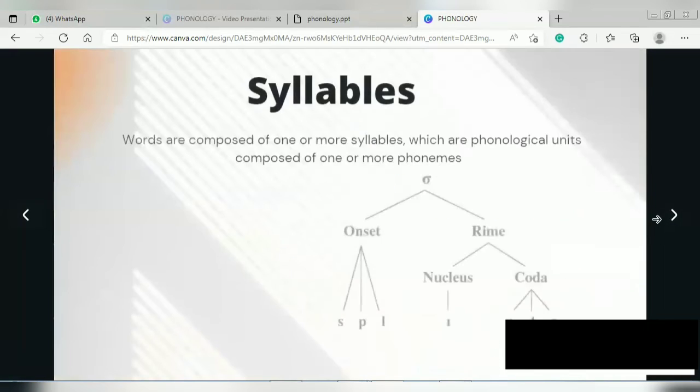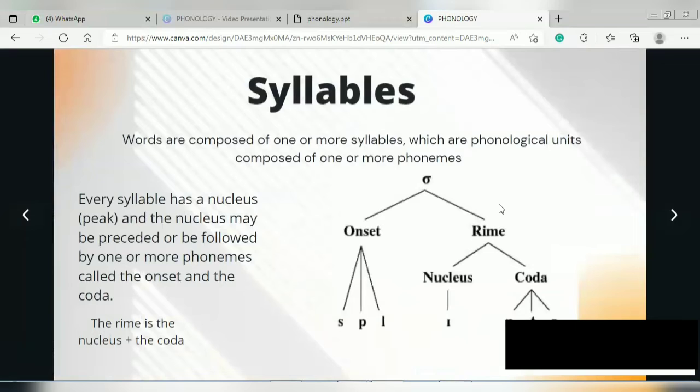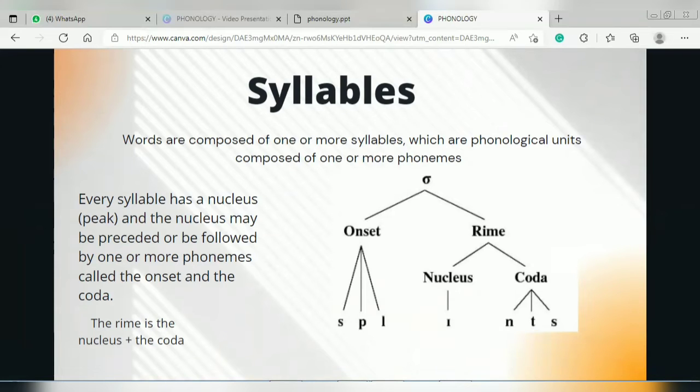So, the next one, we have the last topic, it's syllables. English words are composed of one or more syllables, which are phonological units composed of one or more phonemes. Okay, well, we see there the structure of syllables. We have onset, rhyme, nucleus, and coda. This nucleus can be a vowel sound, also called peak.